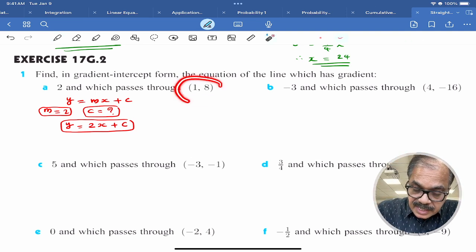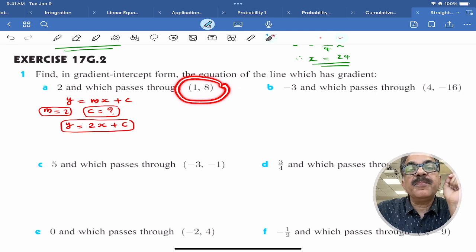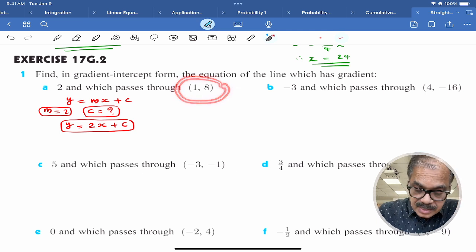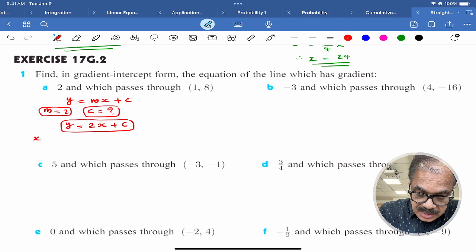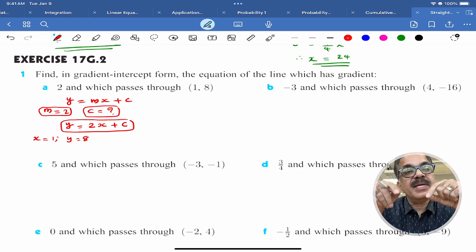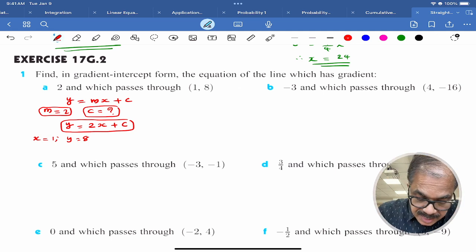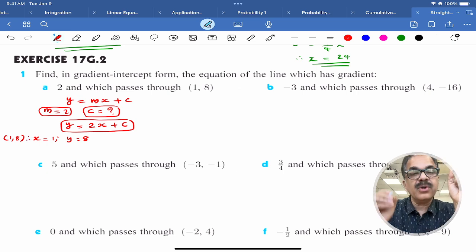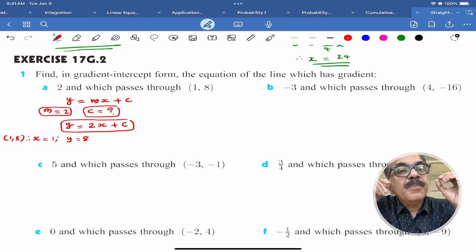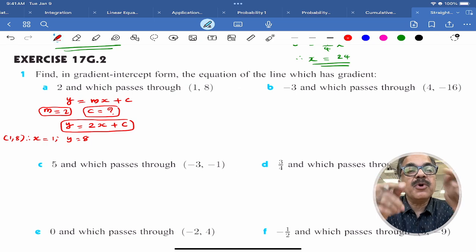For that, they say that this line passes through the point (1, 8). So which means I can put x is equal to 1 and y is equal to 8. I replace x with 1 and y with 8, because the point is (1, 8). We say it passes through the point (1, 8). Therefore, its x value is 1 and the y value is 8.